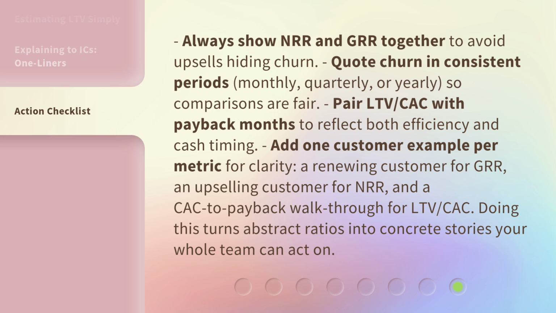Add one customer example per metric for clarity. A renewing customer for GRR, an upselling customer for NRR, and a CAC to payback walkthrough for LTV/CAC. Doing this turns abstract ratios into concrete stories your whole team can act on.